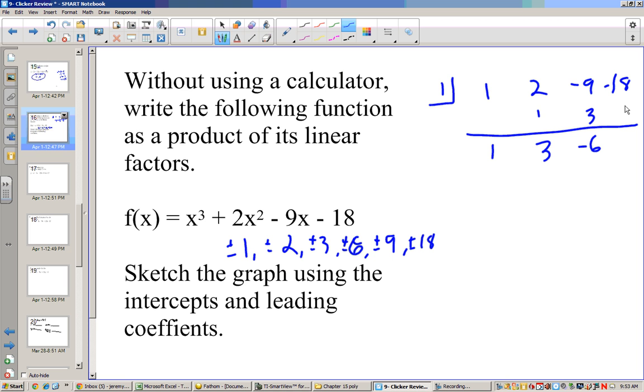And by the time you get here, you'll see that that's not going to make a 0. So 1 is not what we're looking for. Let's do -1. 1, -1, 1, -1, -10. That's not going to get us there. So let's try something bigger. Let's try a 2.